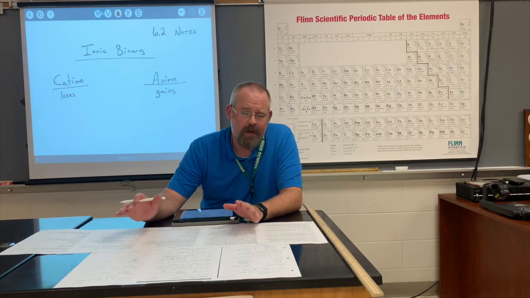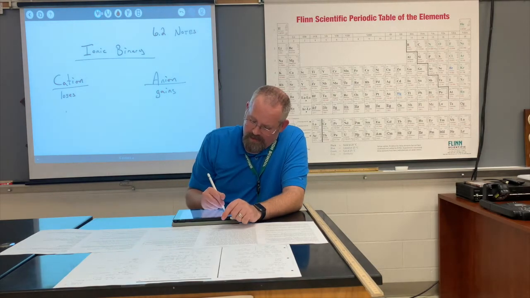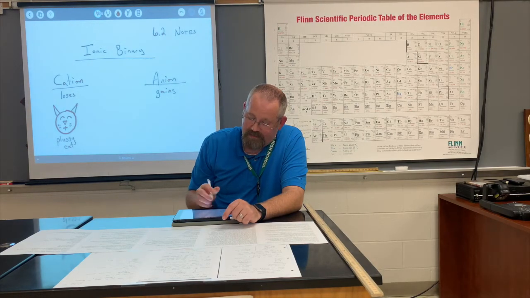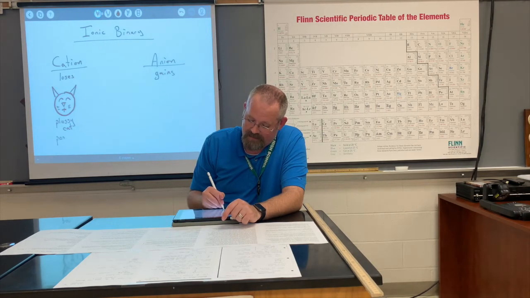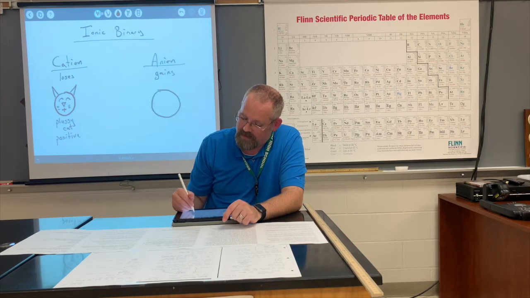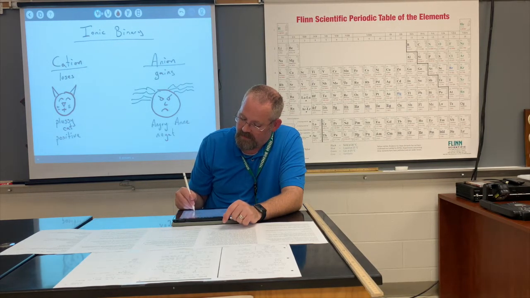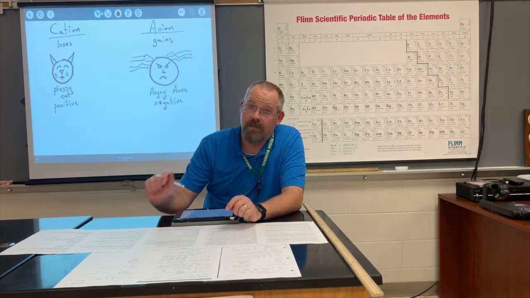Now, how I've always remembered these is a silly little cartoon, and I think of a little bitty kitty cat. He is a Plussy cat. He is always happy. He is positive. All right. And this is Angry Ann. I think she's mad because of her really bad hair. But that's okay. And she is negative. So this is just a silly way that I've always remembered these terms.